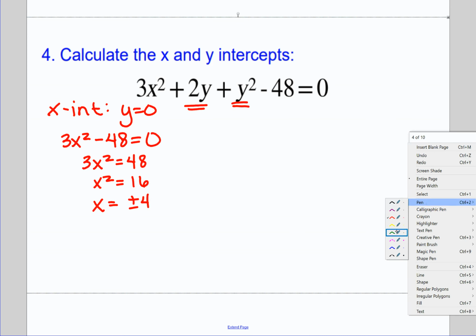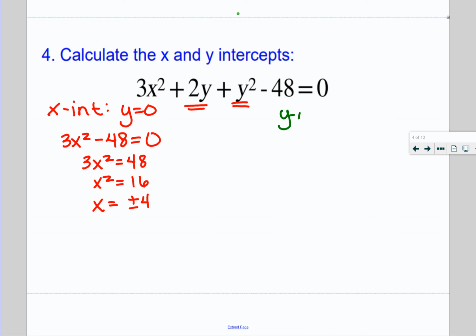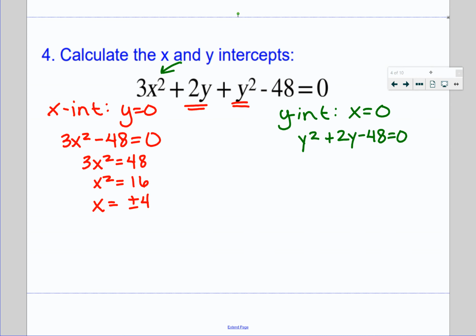All right, let's look at a y-intercept now. Just the opposite. If I want to calculate a y-intercept, I make x equal to 0. If x equals 0, that first term is going to disappear. That leaves me with, I'm going to put my terms in order, y squared plus 2y minus 48 equals 0. All right, and we have a quadratic. It's already equal to 0.